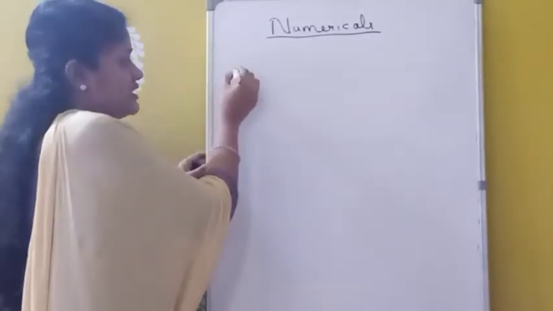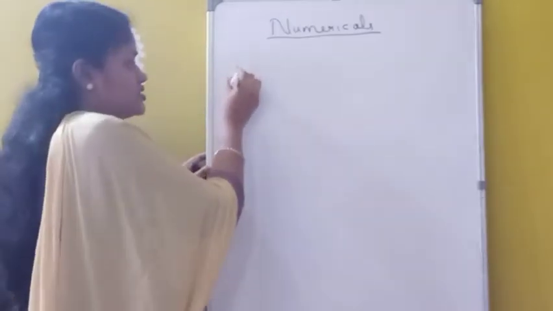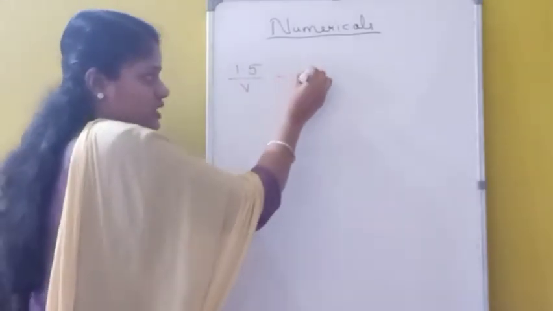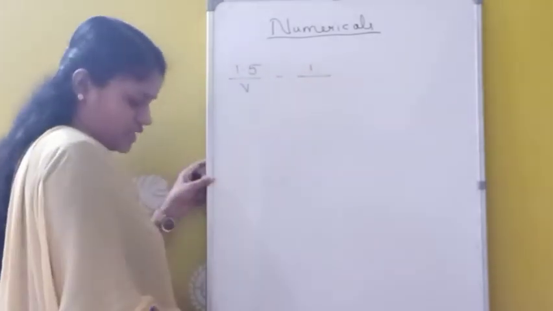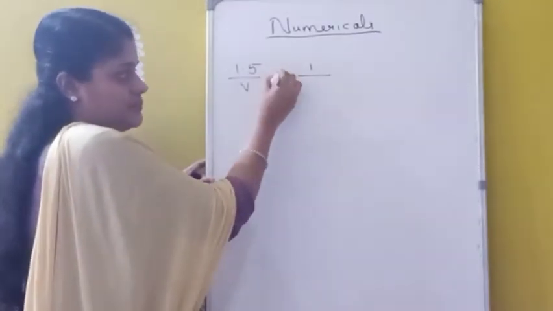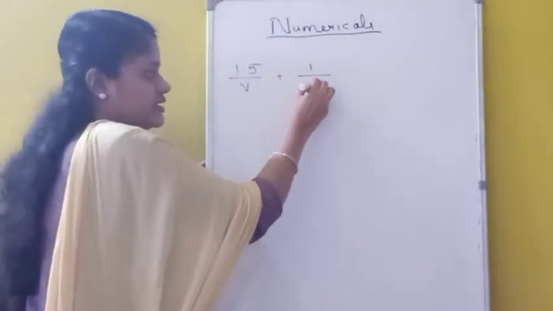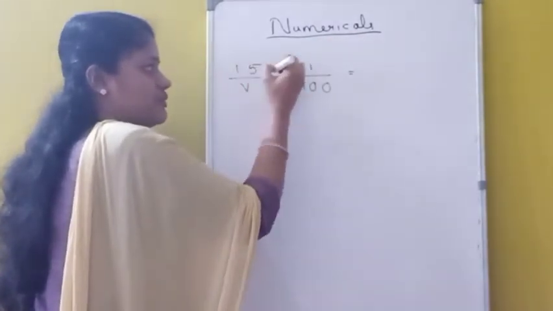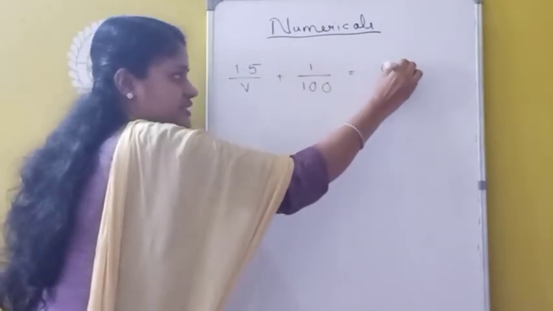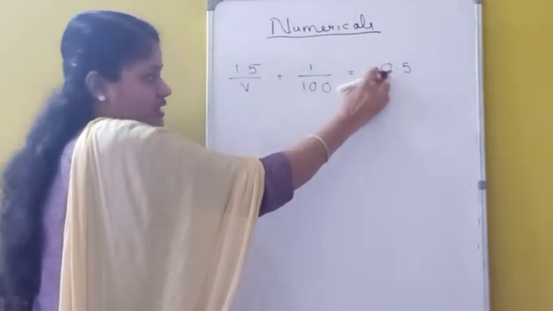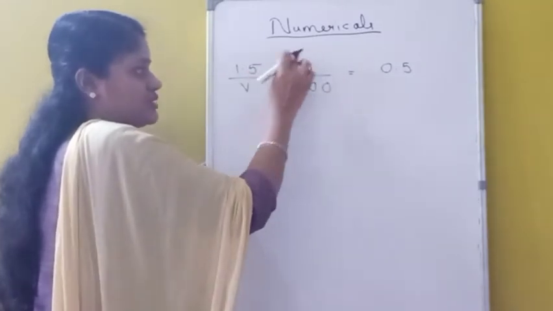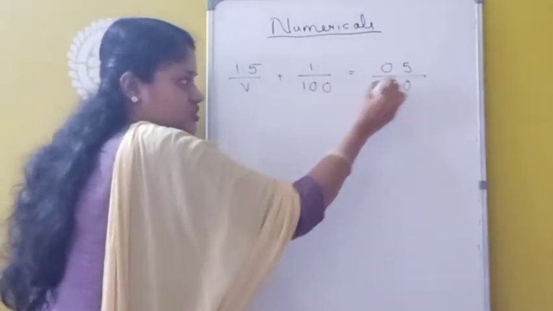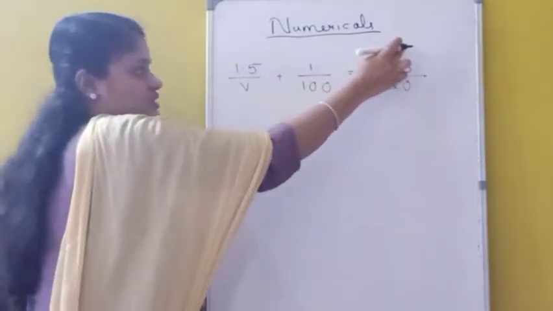So N2 by V: N2 is 1.5, so 1.5 by V minus N1, which is 1, divided by U. U value is minus 100, so this minus and this minus become plus. So plus 1 by 100 equals N2 minus N1, that means 1.5 minus 1, which is 0.5, divided by R. R is 20. So I substituted the values here. Now first of all I am removing the decimal.